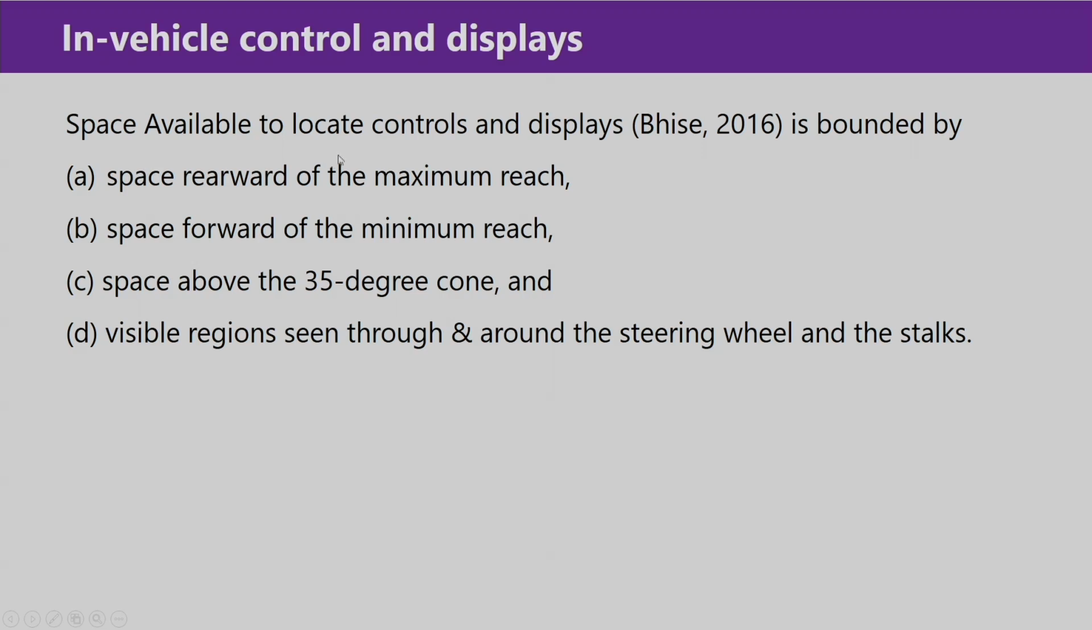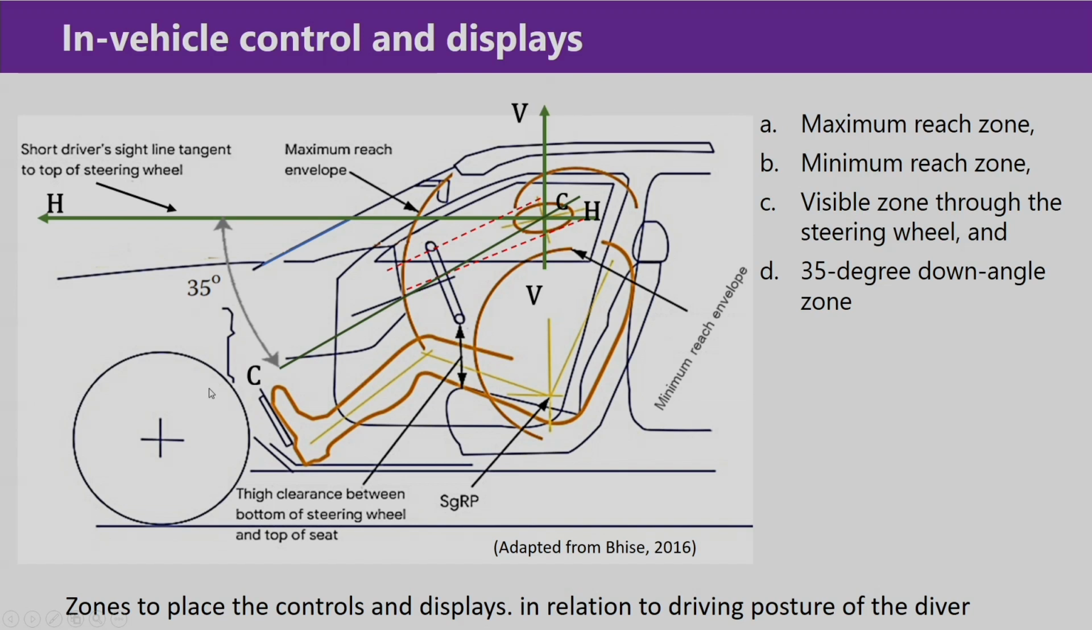The space available to locate controls and displays is bounded by the space rearward to the maximum reach, the space forward to the minimum reach, the space above the 35° cone, and the visible region seen through and around the steering wheel and the stalks. Now, if we go back, first we should know what this minimum reach envelope is.